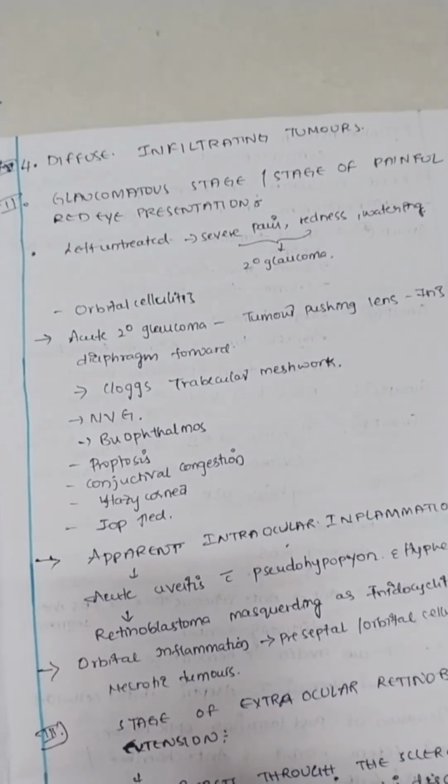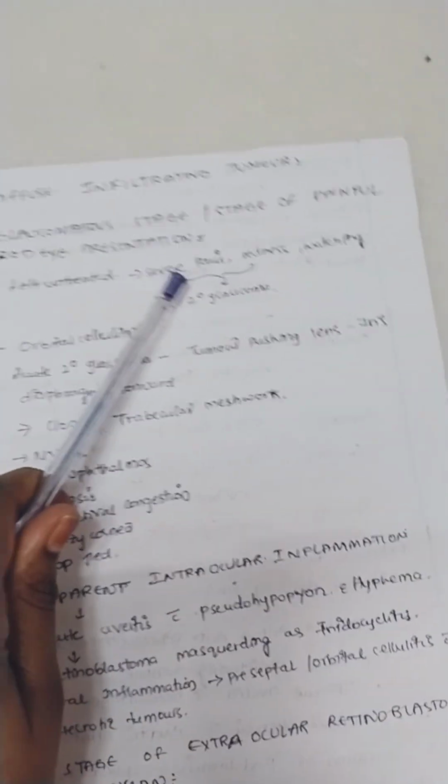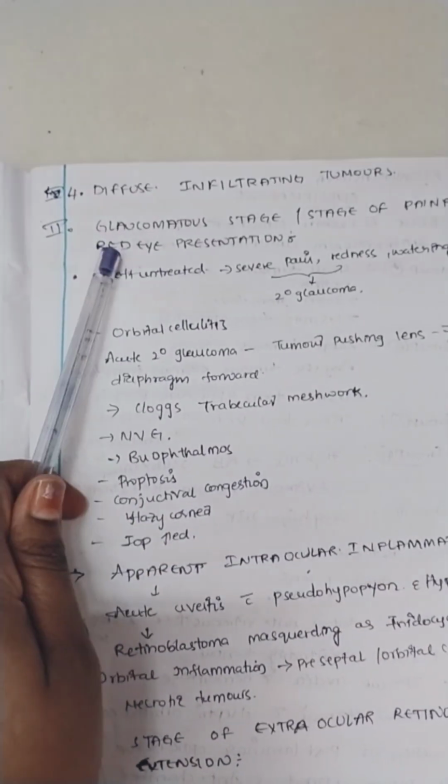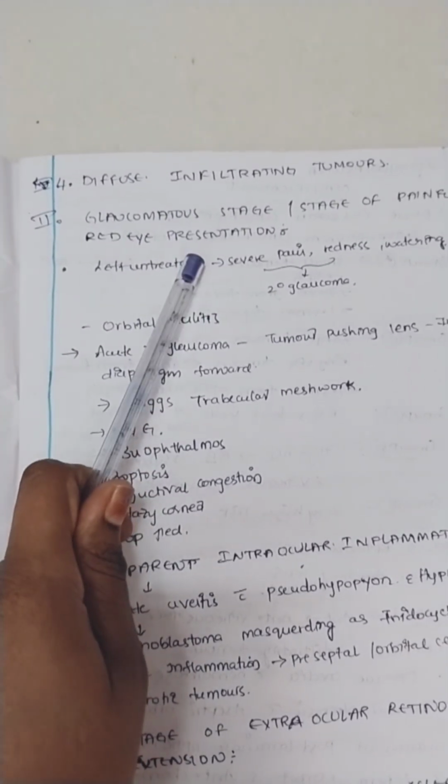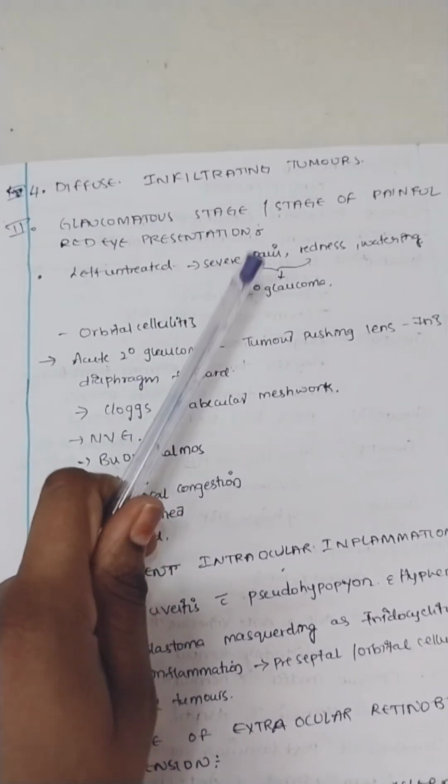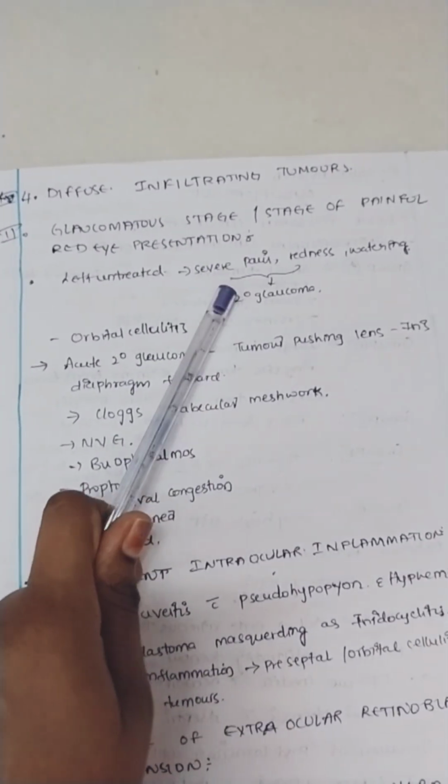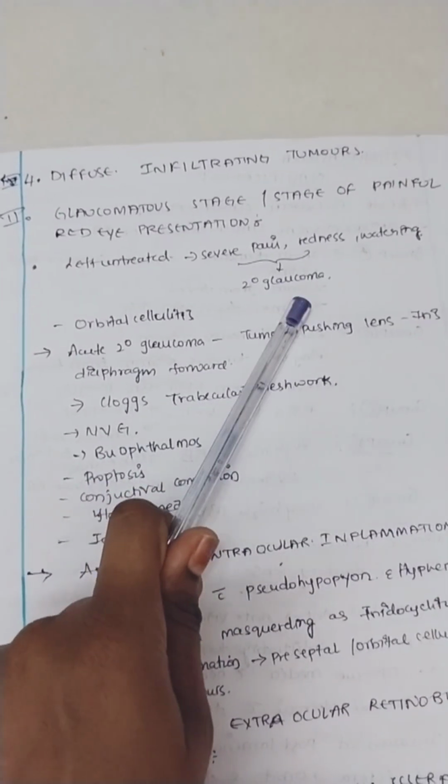Next is the glaucomatous stage, or the stage of painful red eye presentation. What do we understand by red eye? The patient may present with a red eye that is painful, complaining of severe pain, redness, and watering.